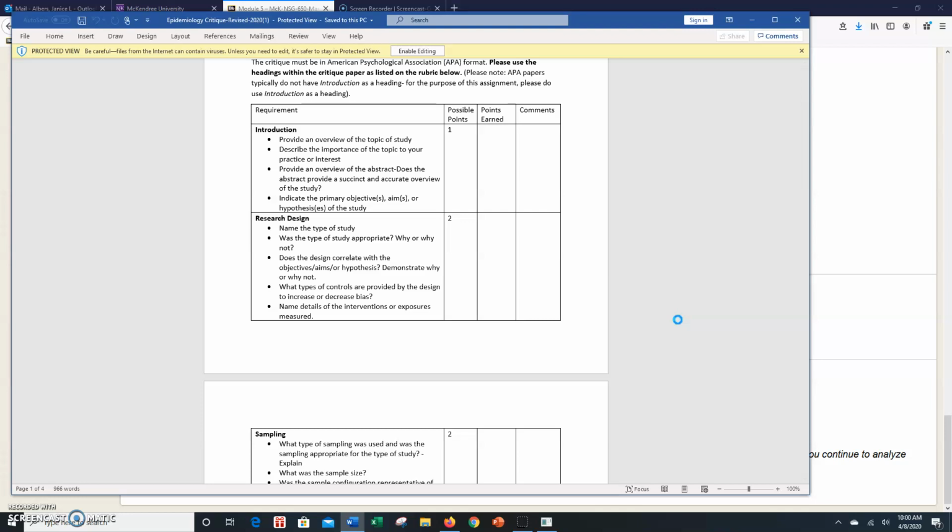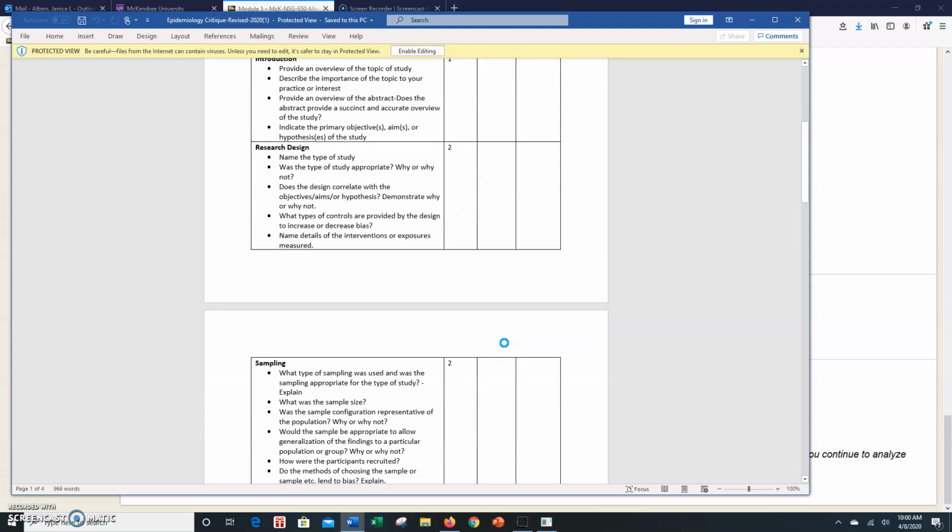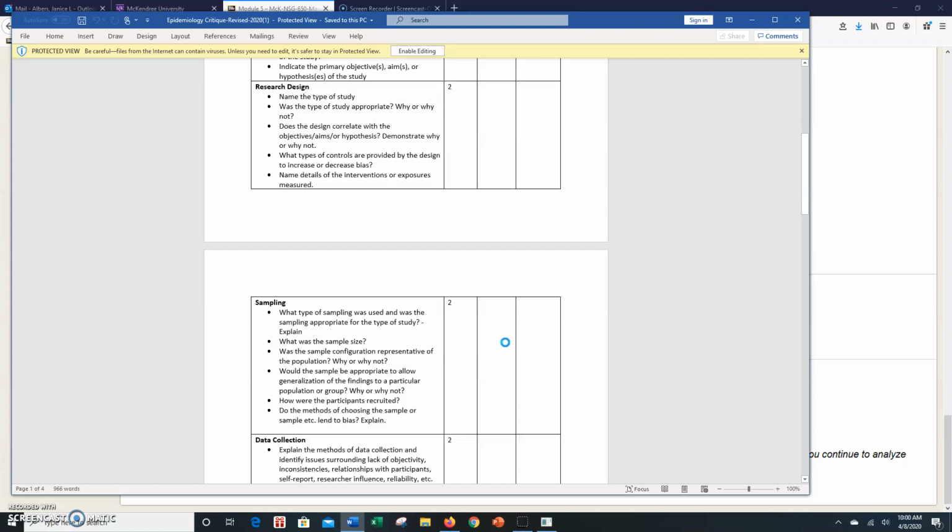Is there congruence? Do the measures really focus on the objectives or the aims or the hypothesis of the study? And did that literature review involve those same types of things? So you want to make sure that everything ties together within the study, and the introduction is a good place to get started to really see what the aims, the objectives, or the hypothesis are. So you want to look at the research design, make sure that it's appropriate, and what type of controls may be there, what in the design decreased bias, those types of things.